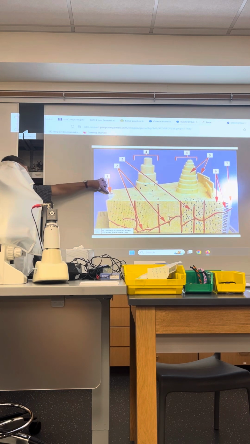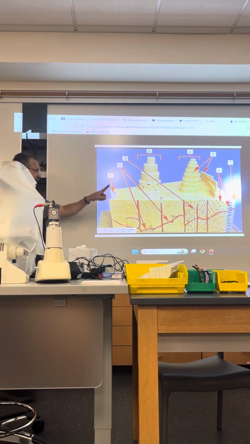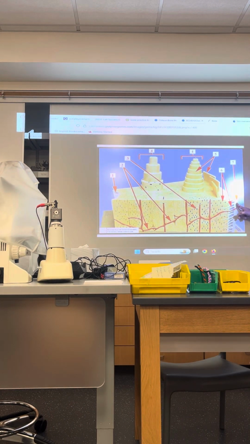What kind of bone would be in here where it's less tight? Spongy. It looks like a sponge. So compact looks like the tree trunks. Spongy looks like a sponge. But the outside edge is periosteum.